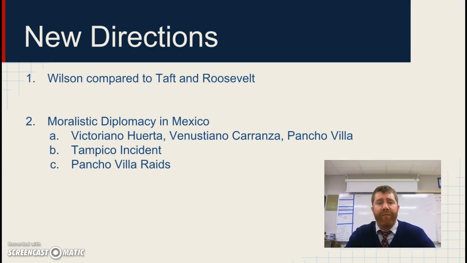This is going to force Woodrow Wilson to send General John J. Pershing and the U.S. Army into Mexico, and this is to search for Pancho Villa. This is going to be known as the Pancho Villa raids. General John Pershing is going to take a few thousand troops into Mexico, and he's going to fight Carranza's army. He's going to fight Pancho Villa's army, but he could never catch Pancho Villa.